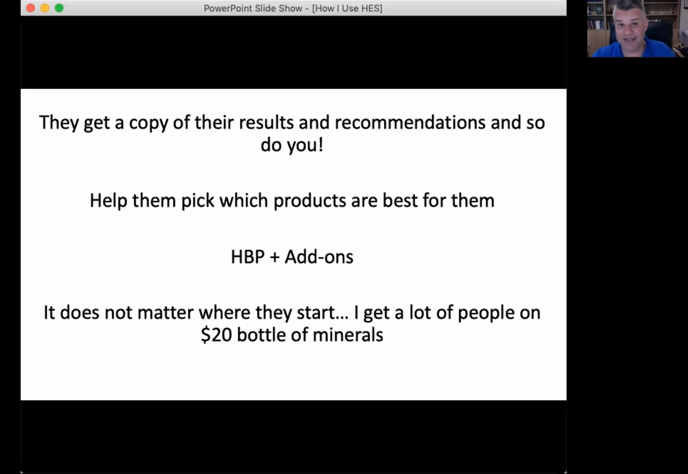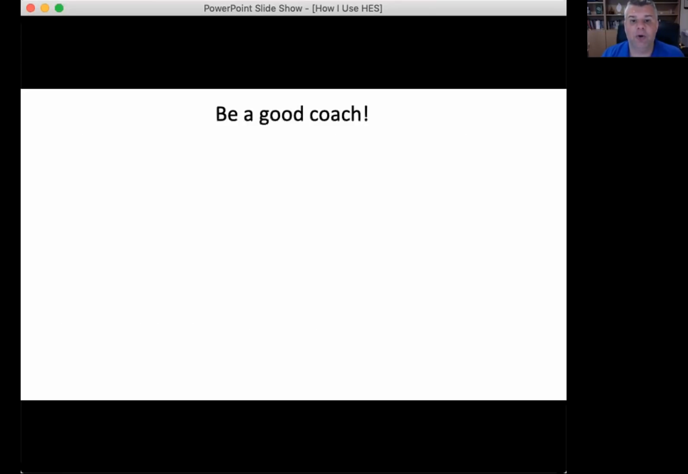Will they see amazing results? No, because they're missing the other 30 nutrients, and they're missing the add-on products that they need. So they're not going to see the type of results they could achieve, but they're going to see some results. And as long as they see some results, they will keep ordering, and they're probably going to order more from you. Okay. So be a good coach.